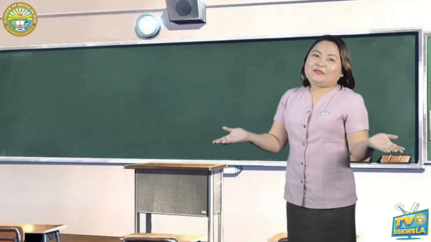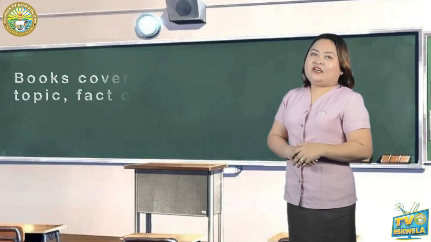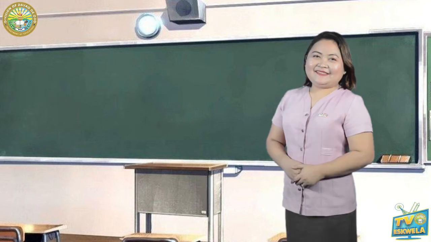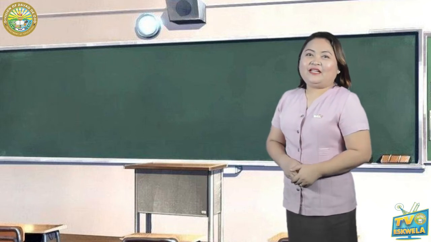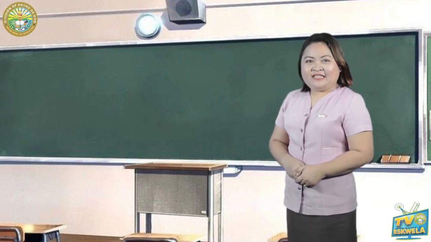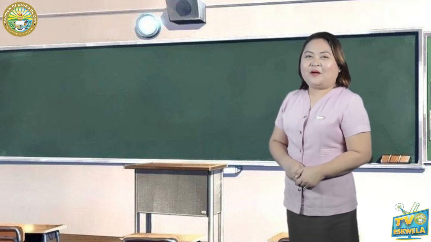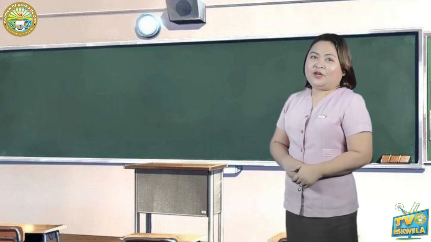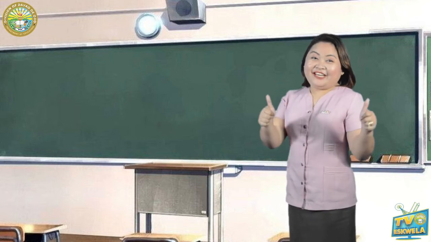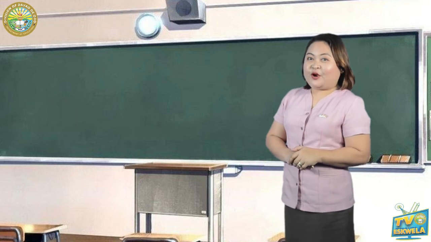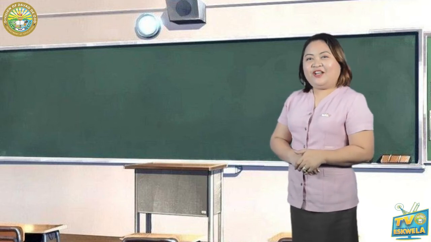There are different types of books. Books cover virtually any topic, fact, or fiction. If you are looking for reliable and accurate information, you can use books since these have gone through the process of publication. Where do you think you can find books? Very good! You can find books in your school's library for you to borrow, or you can buy from the local bookstores or even order online.